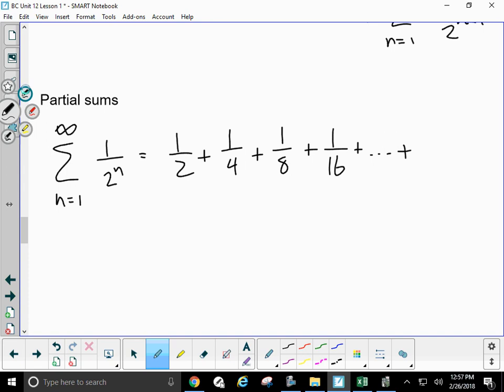Thank you. Partial sums are the sums of the finite series within this infinite series. So finite sums of the series, infinite series. We denote them as S sub n.